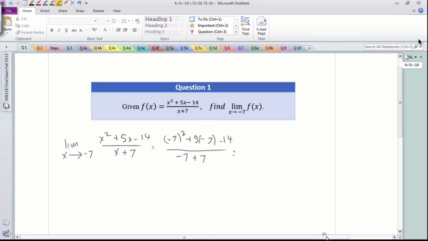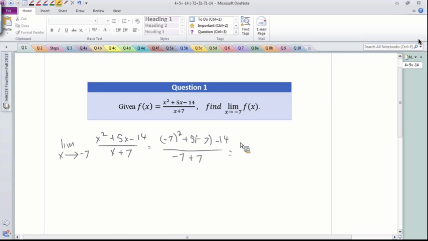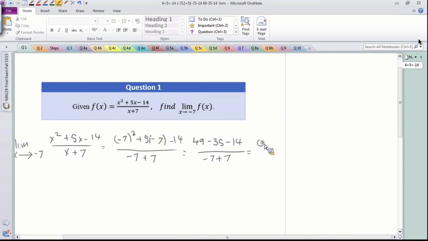So we'll do a quick calculation. Negative 7 squared is 49. 5 times negative 7 is negative 35. And we have a negative 14. So we'll do the quick calculation on top: 49 minus 35 minus 14. We should get 0. And negative 7 plus 7 is also 0.